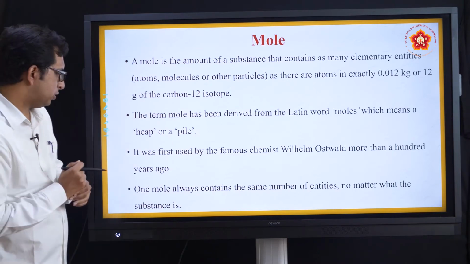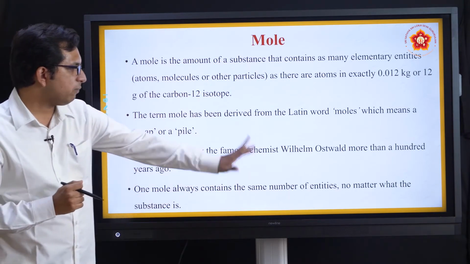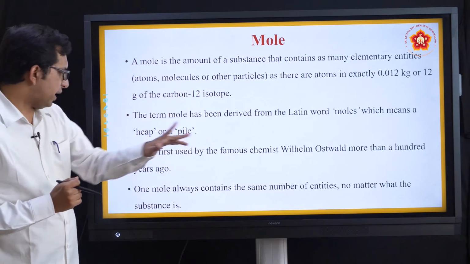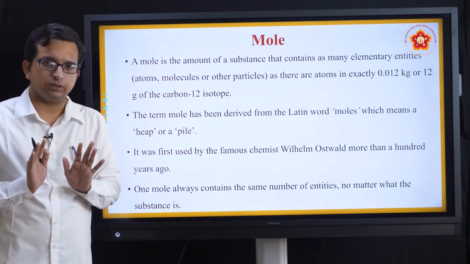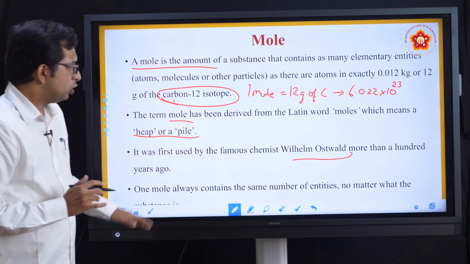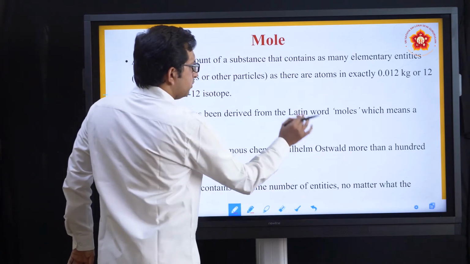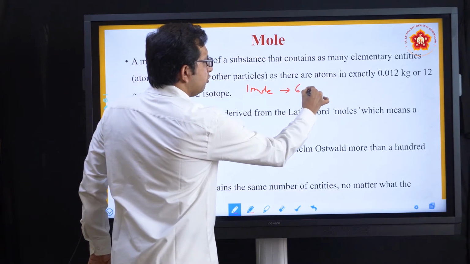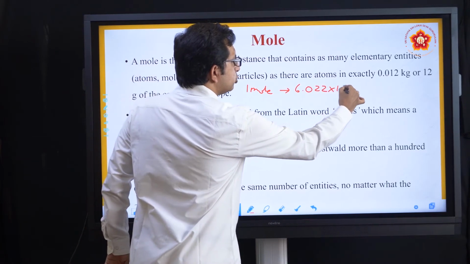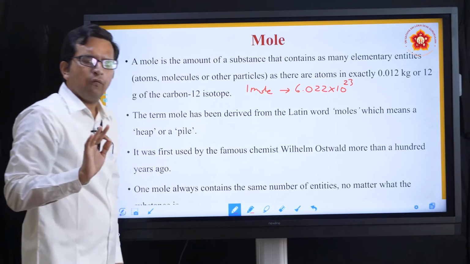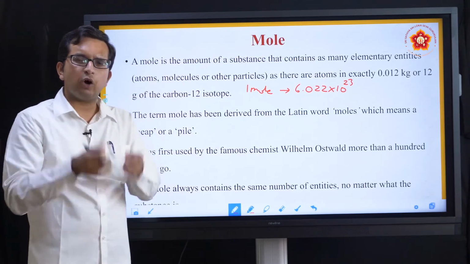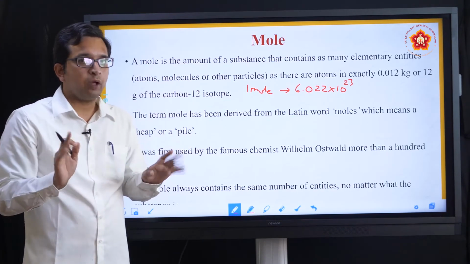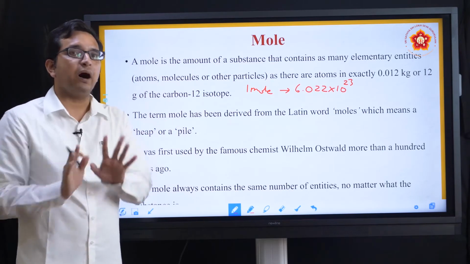brought out this concept. So 1 mole always contains the same number of entities no matter what the substance is. What does this mean? When I say 1 mole, this is always equal to 6.022 × 10^23, whether it is carbon, sodium, oxygen, nitrogen, anything. What will vary is definitely the mass of that compound.